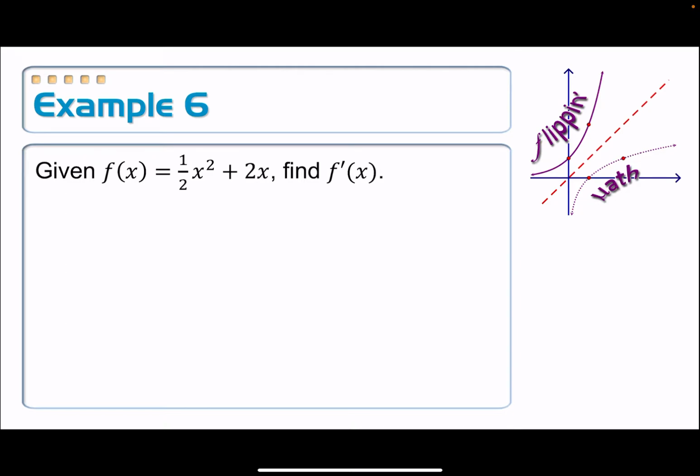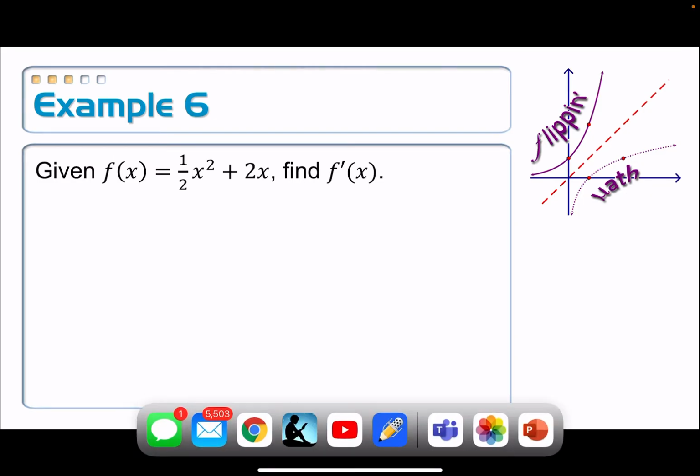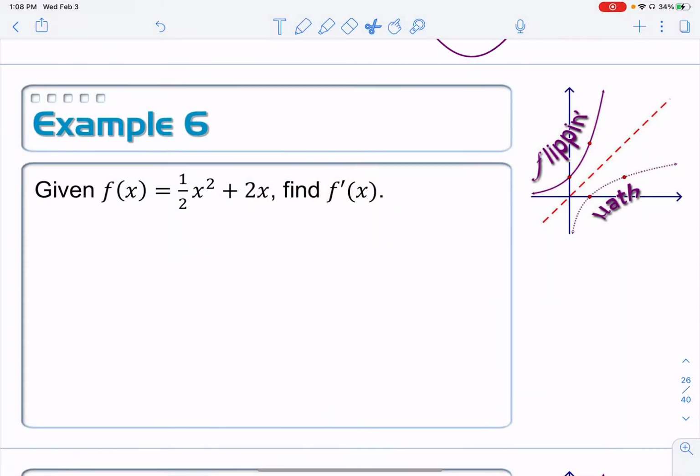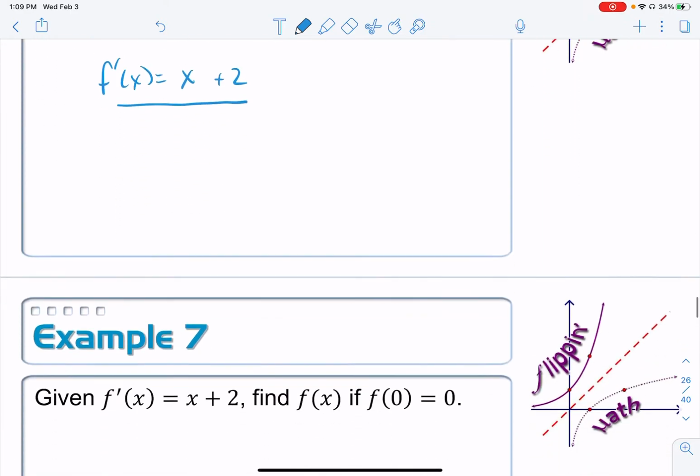Given f of x is equal to a half x squared plus 2x, we just want to find the derivative. That should be easy. We could probably do this in our sleep. So f prime of x is equal to, and I just use the power rule here, leapfrog that 2 down, cancel out with the 1/2, just get x, and then the derivative of 2x is just 2. There you go, easy. What was the point of all that? I'm sure that there is one.